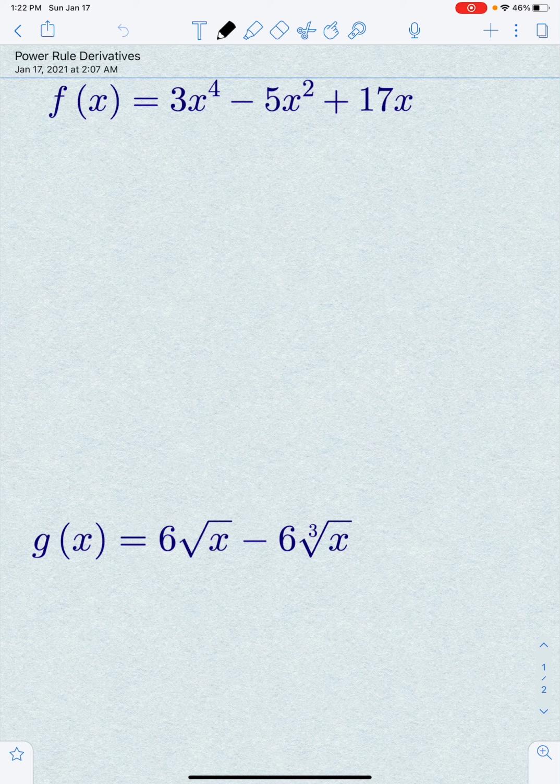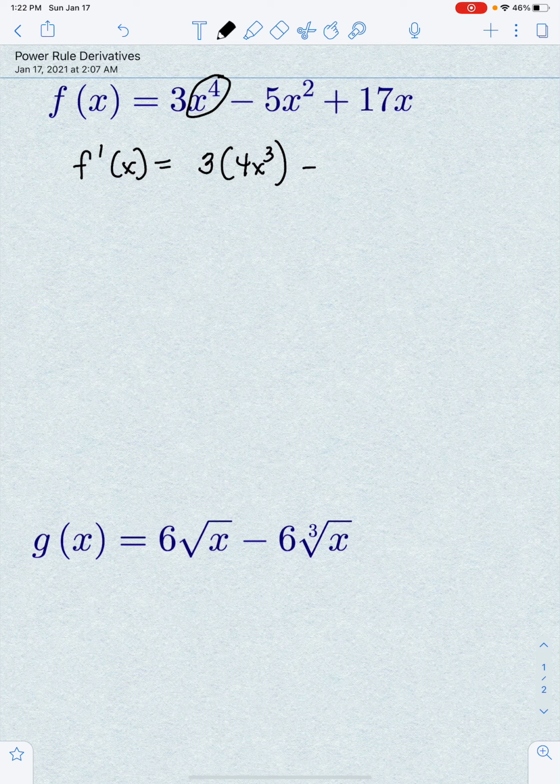So it seems like there's a lot of rules, but they're really just intuitive. So the derivative, which we'll call f prime of x, is equal to, now remember, if there's a constant multiple in front of the power of the variable, it just gets brought along. So I'm just going to write out 3 times 4x to the third minus 5 times 2x. And remember, the derivative of x is 1.